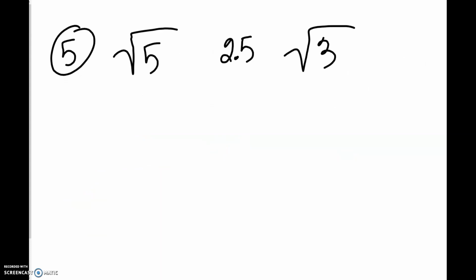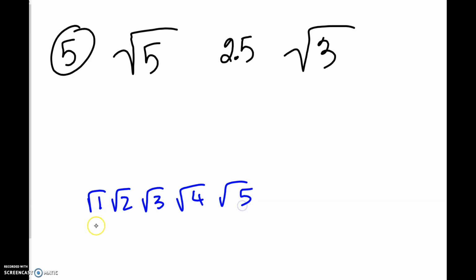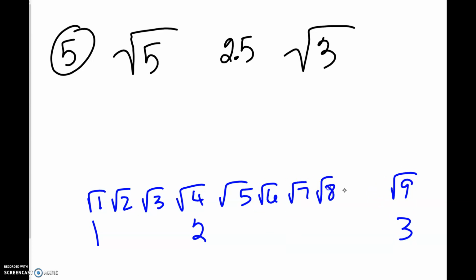All right, one more here. So the square root of 5. So let's start with the square root of 1, square root of 2, square root of 3, square root of 4, square root of 5. So this is 1, this is 2. So it looks like the square root of 3 is definitely smaller than the square root of 5. And let's see here, if we're going to go up to the square root of 9, because this would be 3, we have the square root of 6, square root of 7, square root of 8.